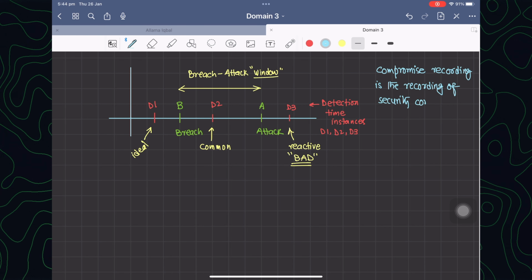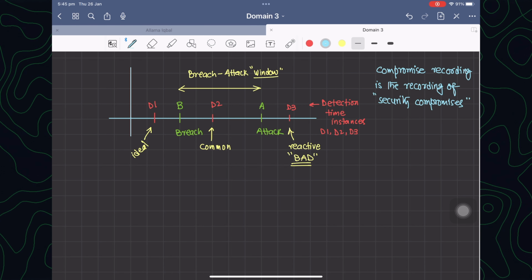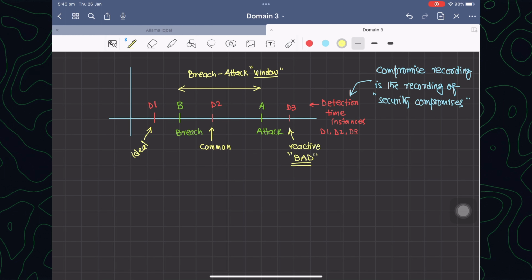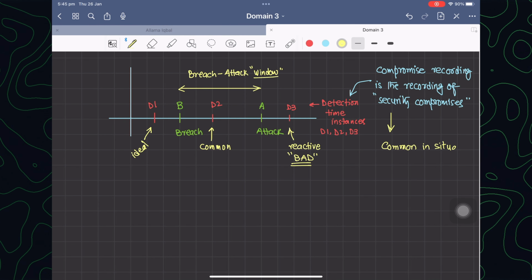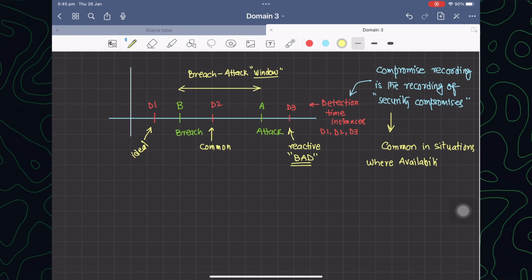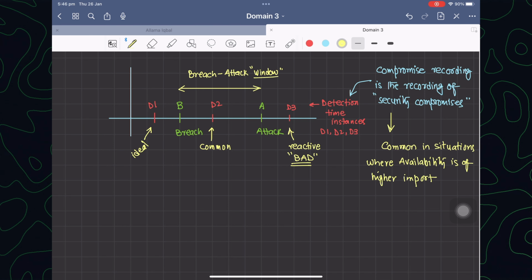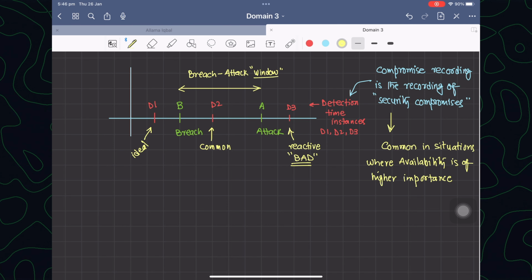the overall objective of compromise recording is to record any security breach or security compromise which has happened between these two windows. This compromise recording is common in situations where availability is of high importance. So in the case of shopping malls, you will see that you have security guards, metal detector scanners and all those things. So you have those systems in place, and then you have security cameras. Security cameras are basically compromise recording.